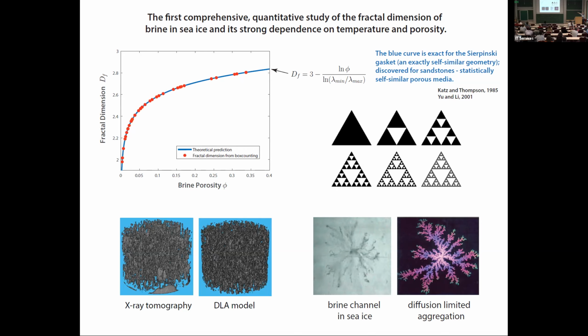And this actually goes back to Katz and Thompson, who discovered this blue curve, or something like it, with fudge factors in the context of sandstones, which are statistically self-similar porous media like sea ice. And also, I've been showing this picture for a long time. That's a brine channel in sea ice. That's so-called diffusion limited aggregation. You've got a particle at the origin, another one, Brownian motion, comes in, gloms on, and then more go, and this is what these kind of structures you get.